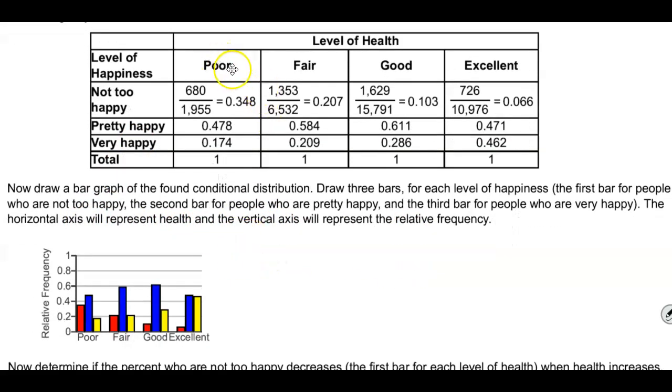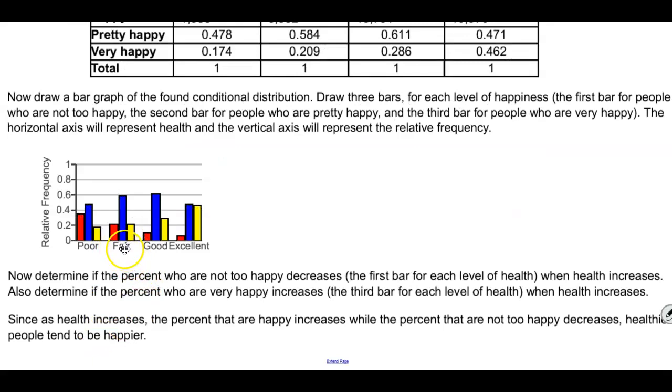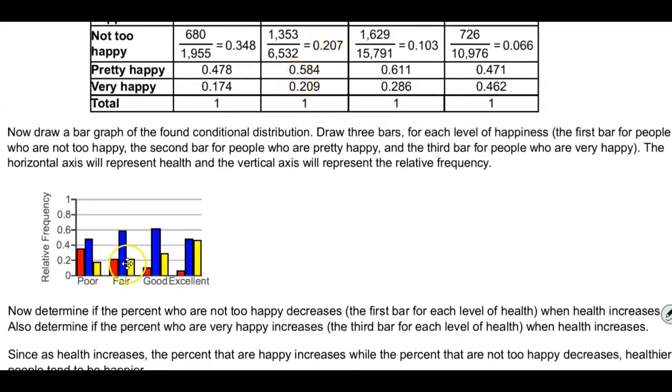So if we take a look at the first level of health, which is poor, the not too happy bar goes all the way up to about 0.348, which is right below 0.4. For pretty happy, we have 0.478, which is pretty close to 0.5. And for very happy, it's around 0.174. Then we do the same thing for fair, for good, and for excellent, to make sure that those values match our bar graph.